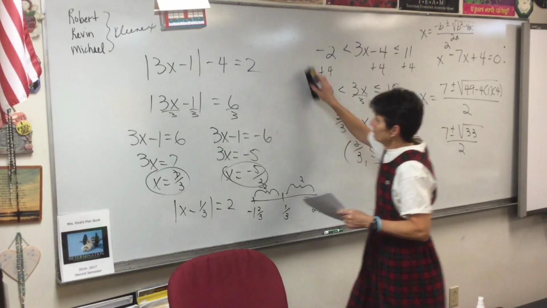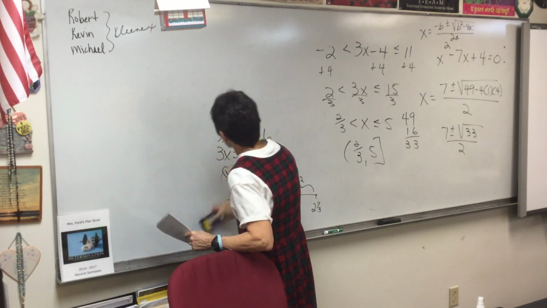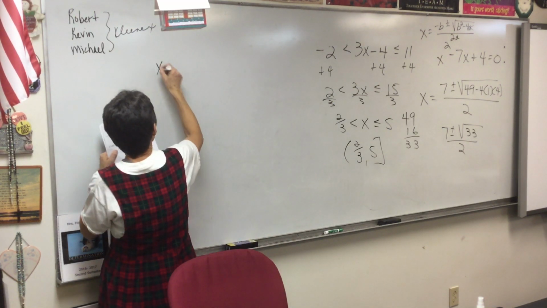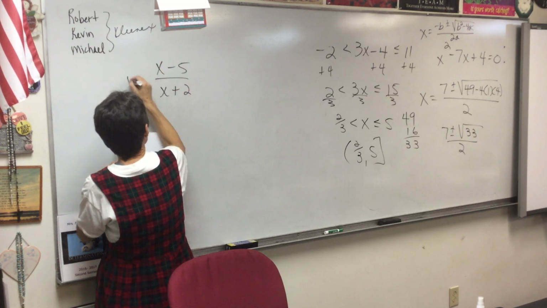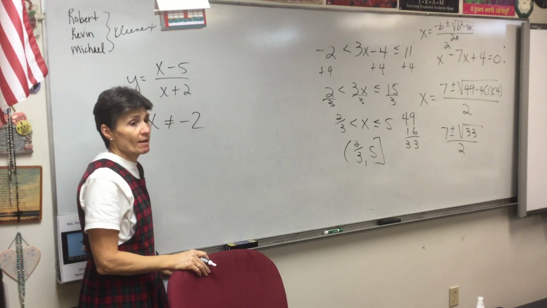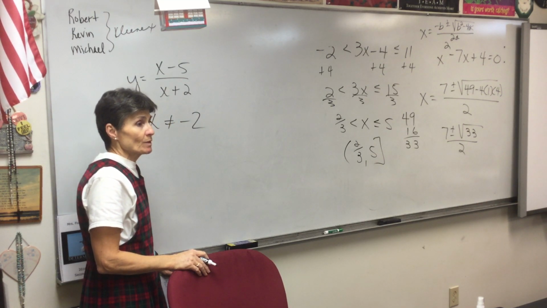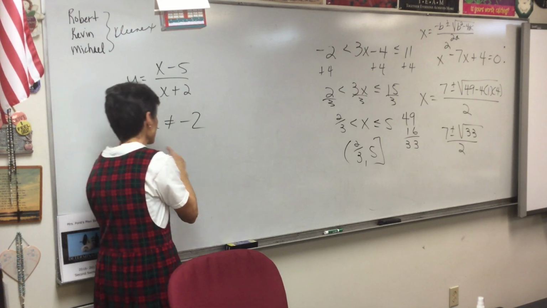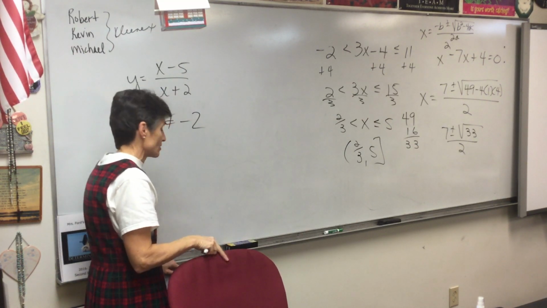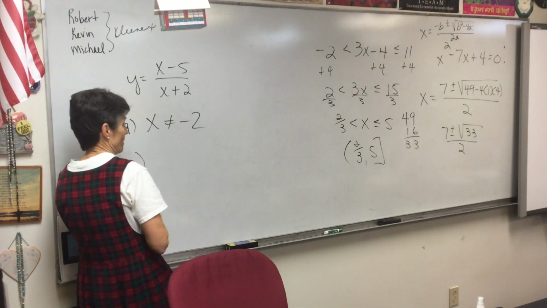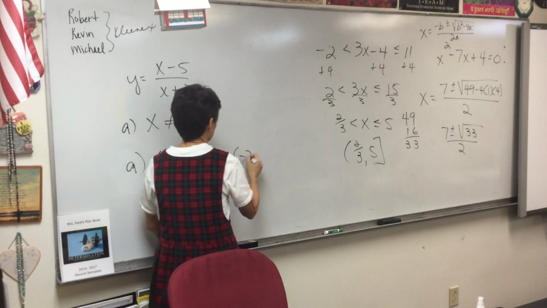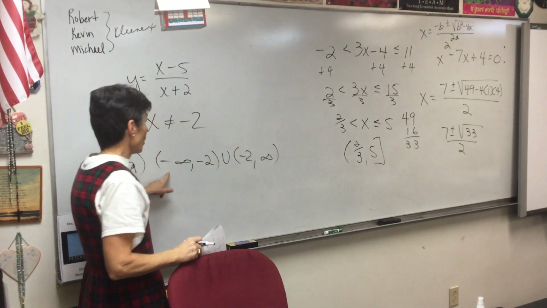What is the domain? X cannot equal negative 2, because if x equals negative 2, you would have a 0 in the bottom, which is never allowed, right? Now, question A might say x cannot equal negative 2, and that would be the answer. But question A also might say negative infinity to negative 2, negative 2 to positive infinity. This would also be the right answer.